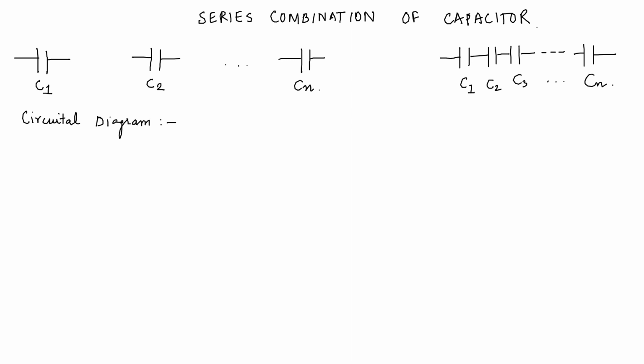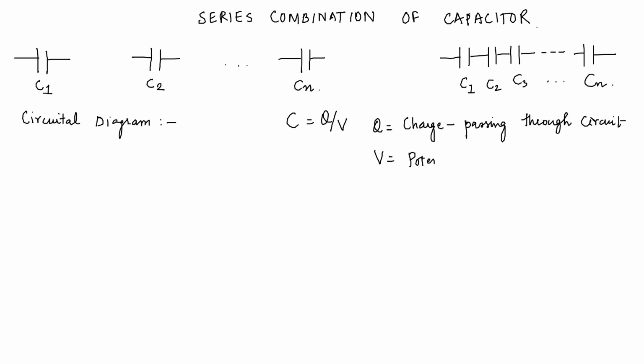Before that, the important formula is C equals Q upon V, because when we deal with a circuit, we have to define the charge passing through the circuit. Charge is given by Q, and V is the potential across the circuit under consideration.